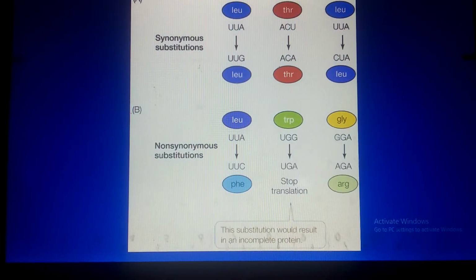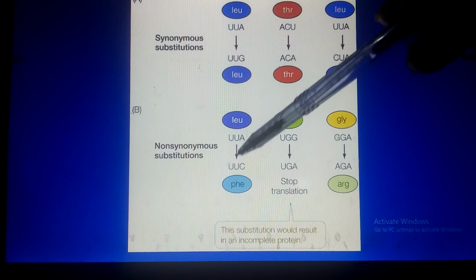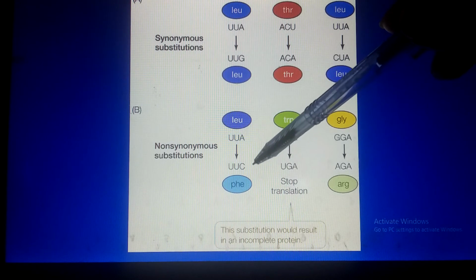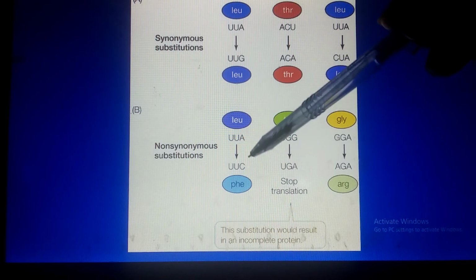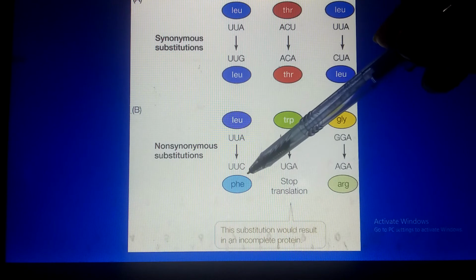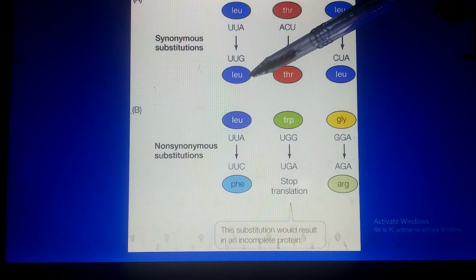Now you can see here, this is the synonymous mutation, or synonymous substitution. So in synonymous substitution, you can see here, an adenine base is changed to guanine. So just one. But in this case, the complete nucleotide is changed. So if the complete nucleotide changes here, the amino acid sequence changes. But in this case, there is no change in the amino acid sequence. Is it clear?